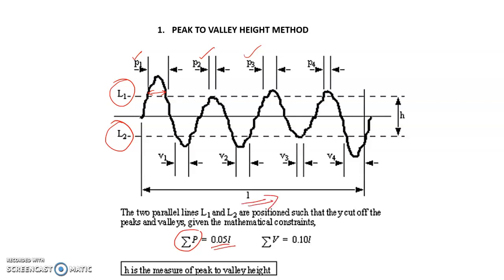Similarly, L2 should be placed such that the widths of all the valleys, measured as V1, V2, V3, V4, etc., sum to 0.1 of the sampling length. Then we measure the height between L1 and L2, and that is the measure of peak to valley height.